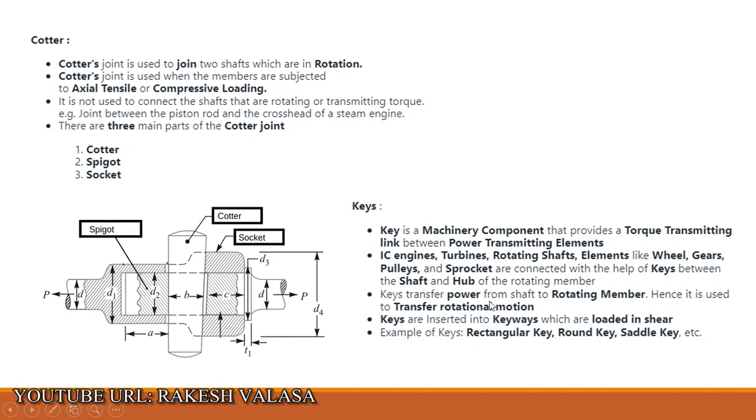Keys transfer power from the shaft to the rotating member, hence they are used to transfer rotational motion. Keys are inserted into keyways, which are loaded in shear. Examples of keys: rectangular key, round key, saddle key, etc.